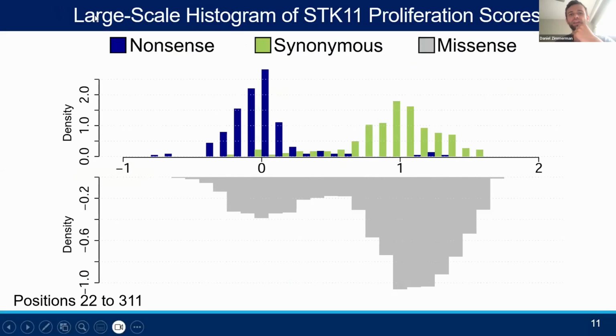What I'll say is that if this were at the endogenous locus, I would absolutely agree. But because this is a cDNA-based system where we're using a landing pad to stably integrate the cells, we're not expecting to see any effects of splicing. And so the intermediate variants, or the detrimental synonymous variants here, it's unlikely to be due to splicing.